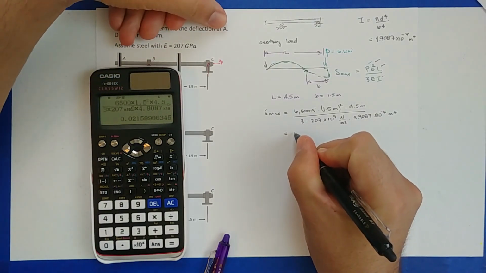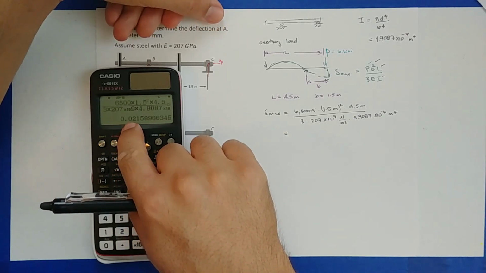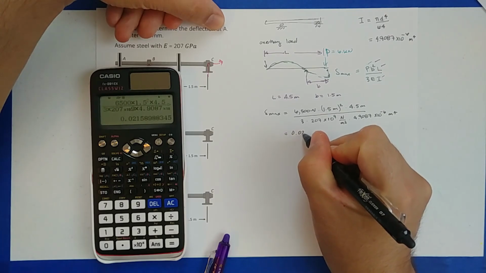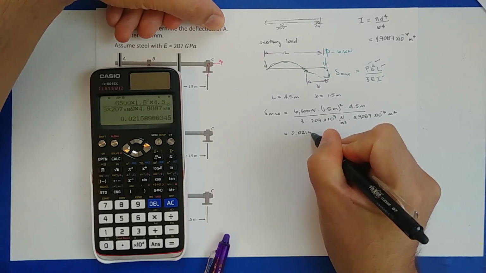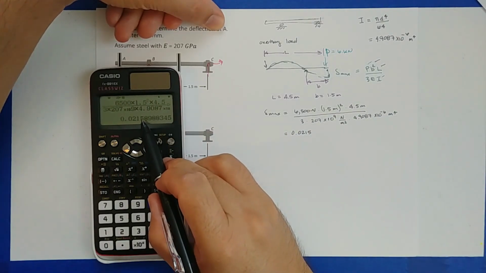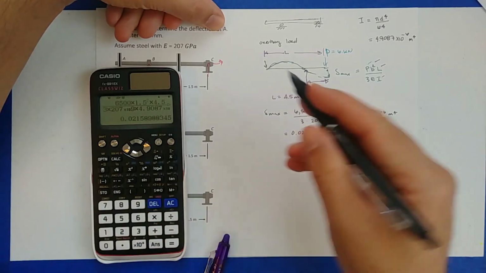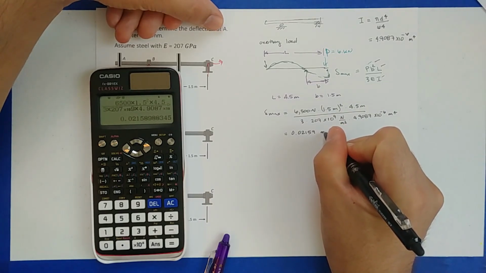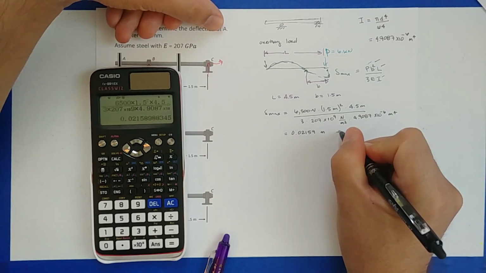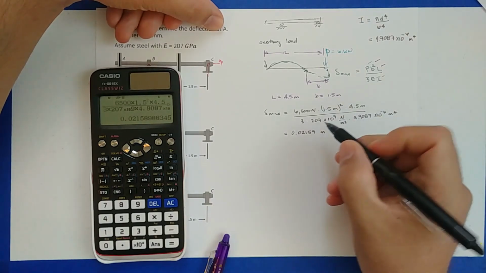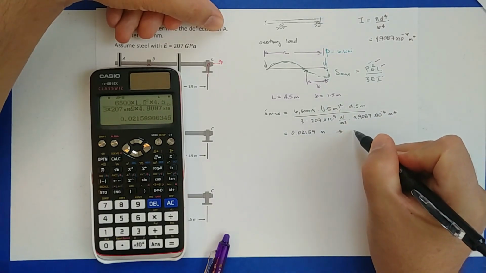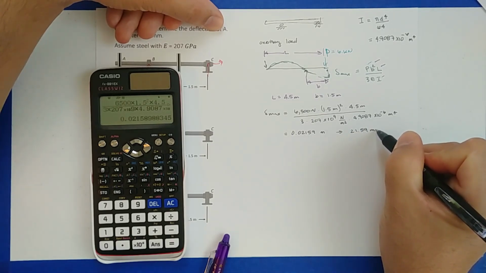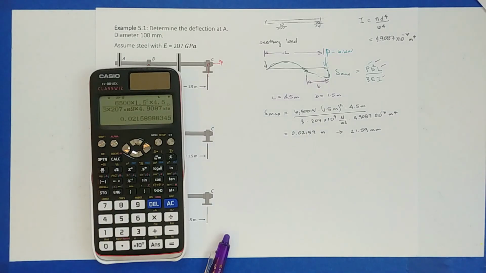And the number that comes off of this one is 0.02159, so I'm going to round this to a 9. Right? And the unit is going to be meters. Or we can move the decimal point 3 places, right? 1, 2, 3. And this becomes 21.59 millimeters.